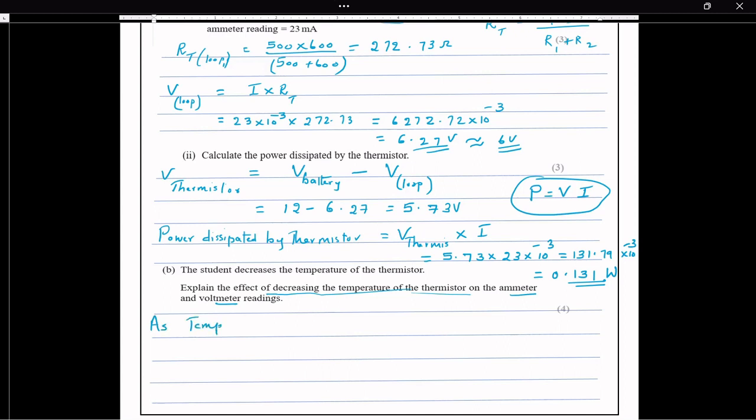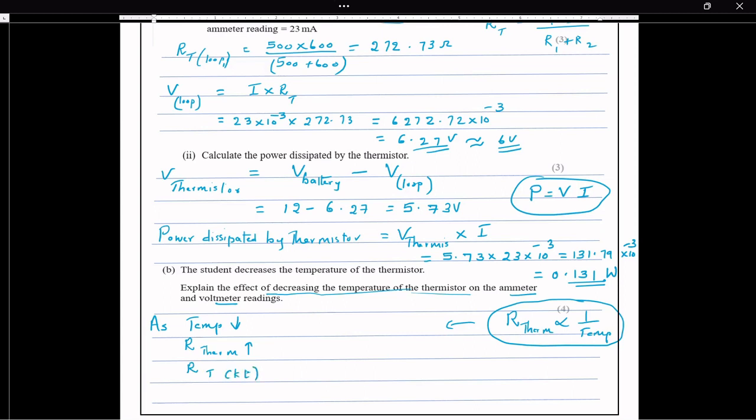As the temperature decreases, and we know that the thermistor resistance depends on the temperature. So it is inversely proportional to the temperature. So this is the relation between them. So as the temperature decreases, the resistance of the thermistor increases. According to this relation, the resistance is increasing. When the resistance of the thermistor increases, the total resistance of the circuit is increasing.